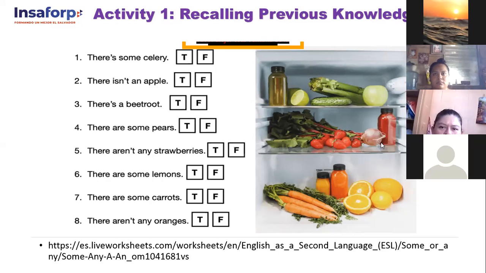There are some juice. Ah, there we say there is. There is some juice. Is, yes. Remember? Because it's uncountable. Yes, the noun will always be singular. Good.